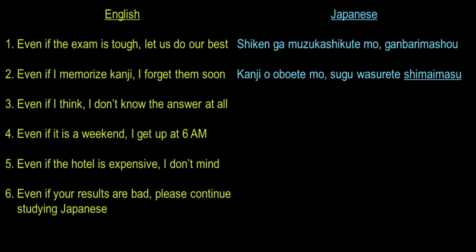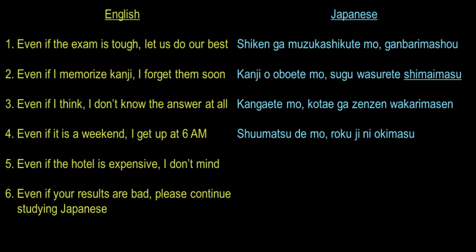Let us go to the third sentence. To think is kangaemasu. Answer is kotae and don't know is wakarimasen. So the translation will be Kangaete mo kotae ga zenzen wakarimasen. Let us go to the fourth sentence. Weekend is shumatsu, 6 a.m. is rokuji, and to get up is okimasu. So the translation will be Shumatsu demo rokuji ni okimasu.